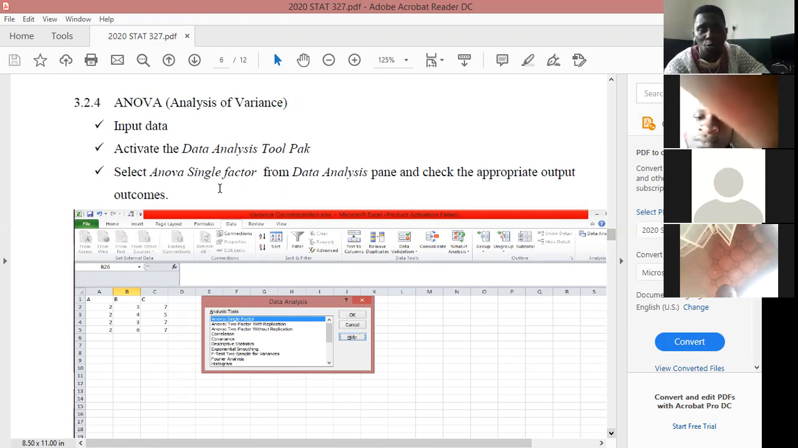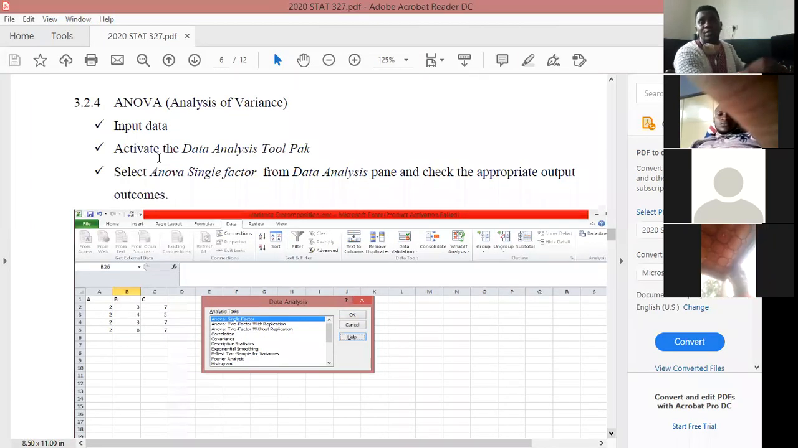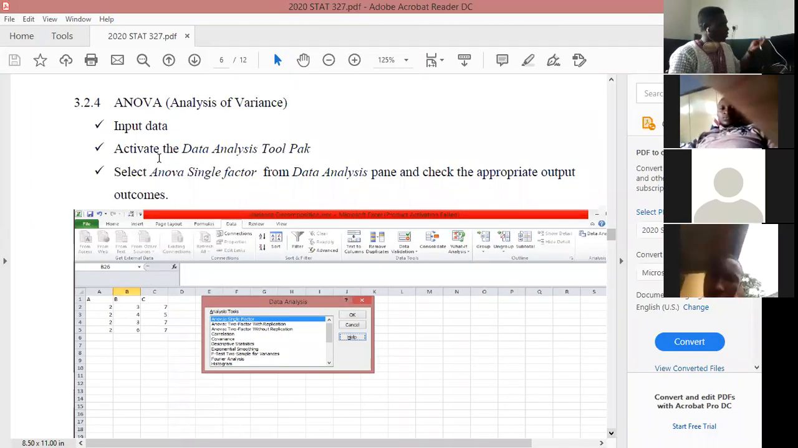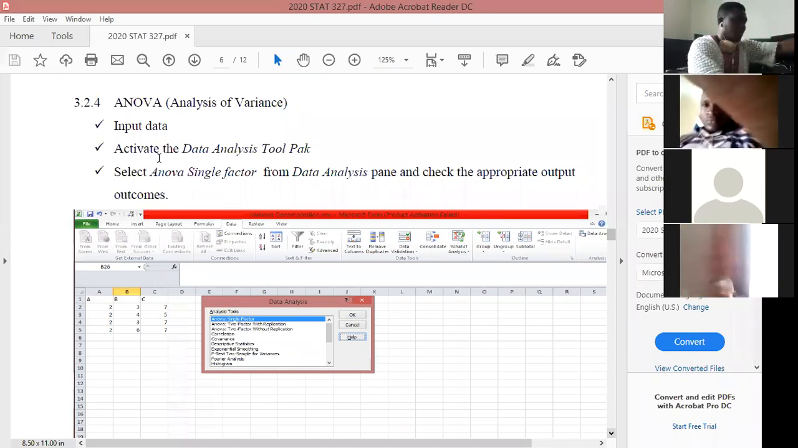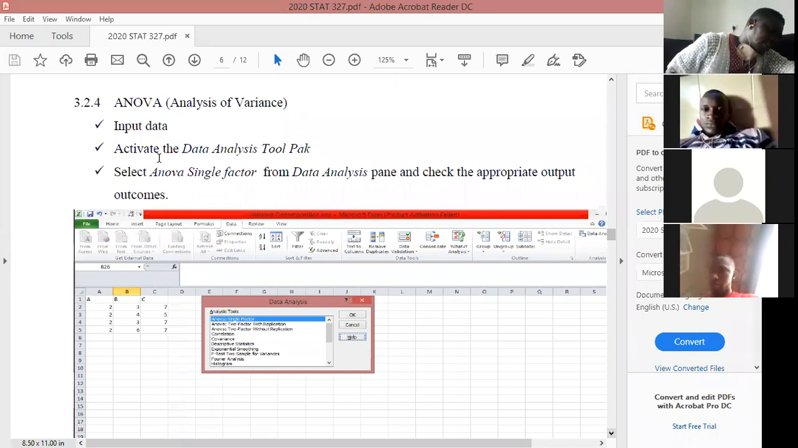Okay, so you always input the data. After inputting the data, you activate the data analysis toolbar. Then from the data analysis toolbar, you select a single factor before you can run your analysis, and get your answers as the case may be.